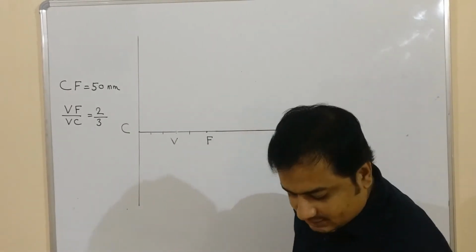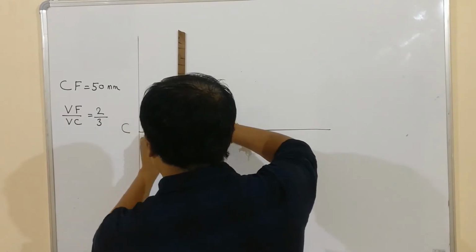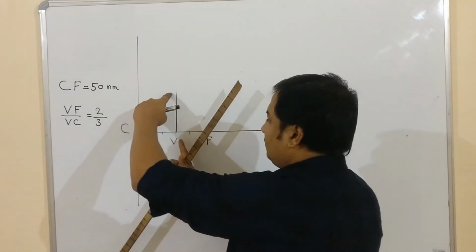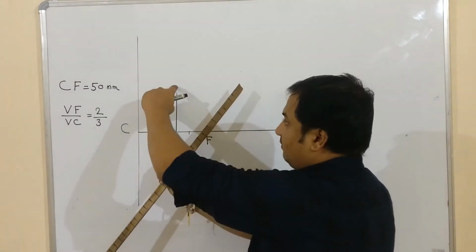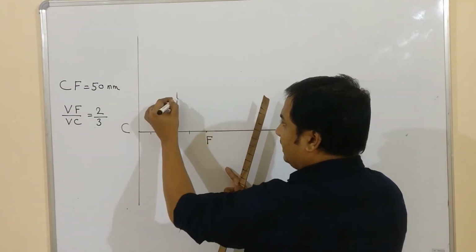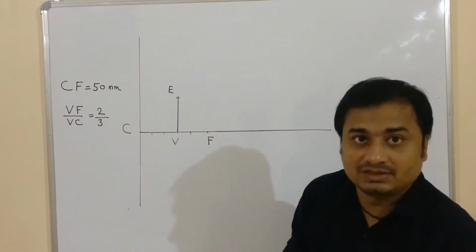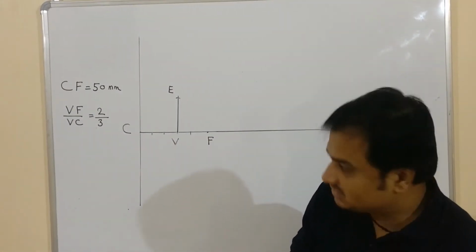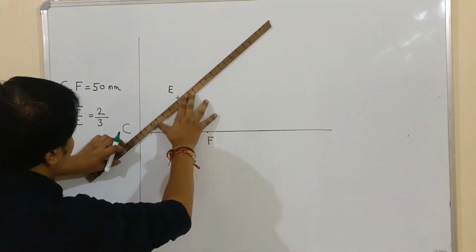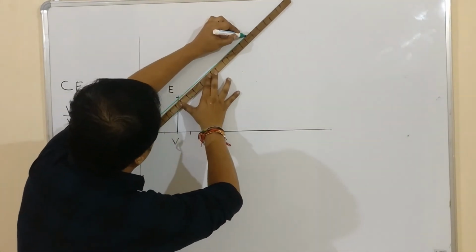The next step is to draw a vertical line from the vertex. Now what will be the length of this line? The length of this line will be equal to VF. So measure VF and cut along this vertical line. Wherever it cuts, that point is named E. Now the next step is to join CE and extend the line.